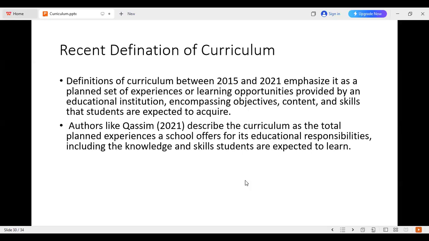What is the role of the educational institution according to this definition? The educational institution should create an environment for them to learn. Learning environment encompassing objectives. Whenever the educational institution prepares or develops a curriculum, first they should formulate objectives. Then select contents. If we teach only the content, that may help only the academic development.